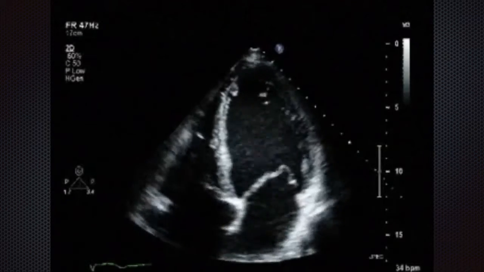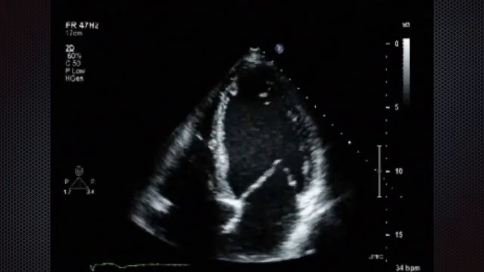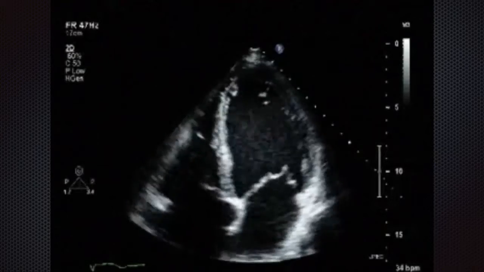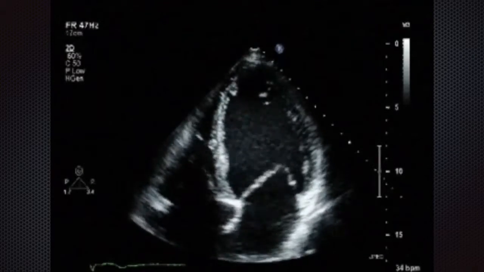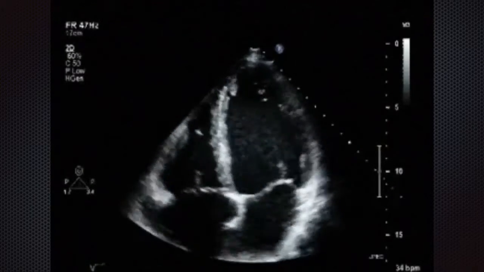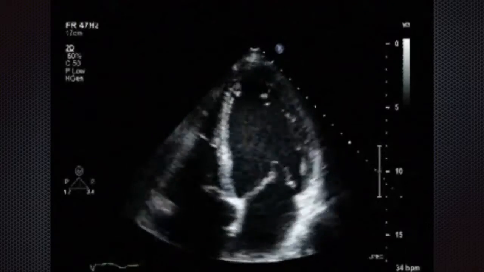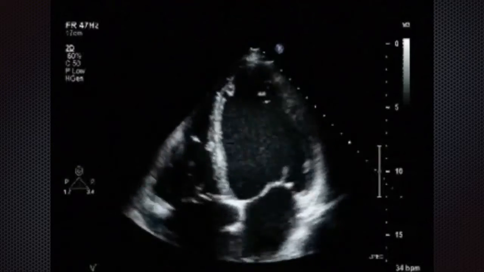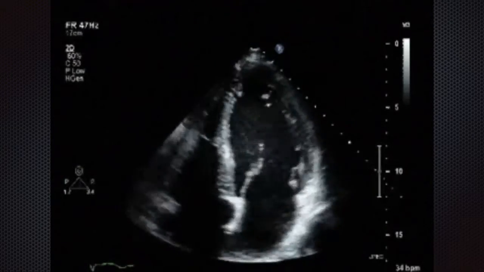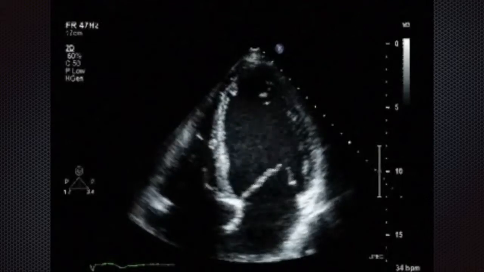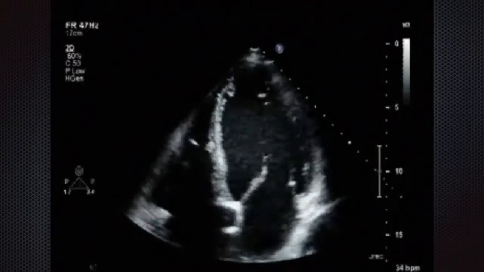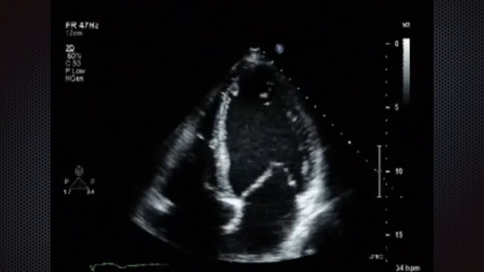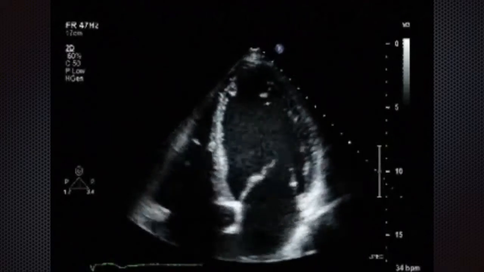This is a typical appearance of an apical 4-chamber view. On the left, you can see the right ventricle with its thinner walls, tricuspid valve, and below the tricuspid valve is the right atrium. And then on the right of the screen, you can see the main part of the left ventricle, the mitral valve, and below that the left atrium.